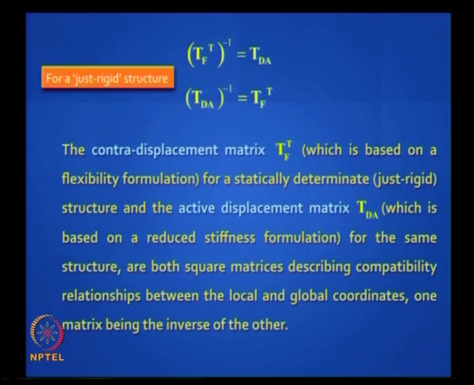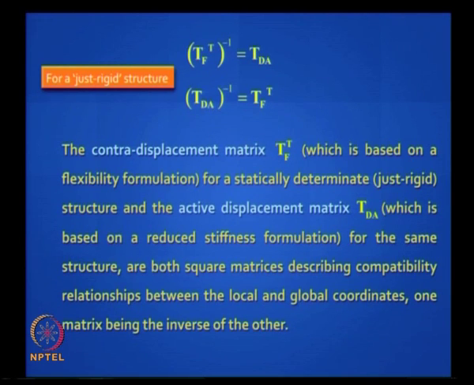Okay. So if you compare now the two transformations, you get another interesting result for a statically determinate structure. TF transpose inverse is TDA and TDA inverse is TF transpose. So you can get a potential question in the exam where I give you one of them and ask you to figure out the other. You have to bring this in.